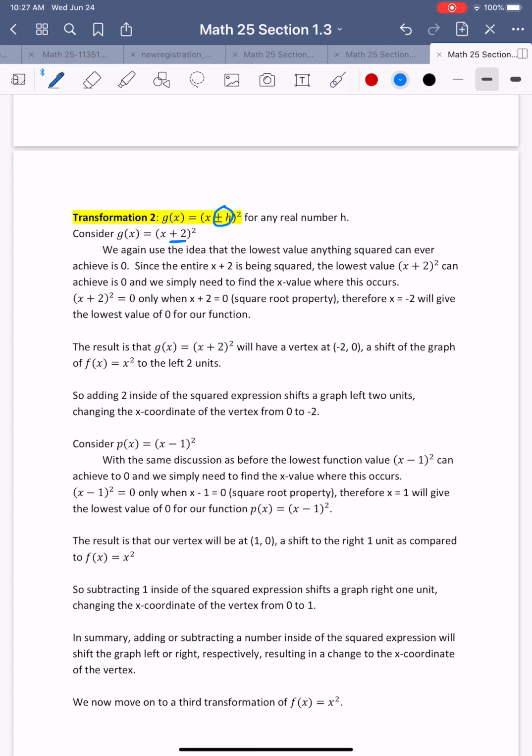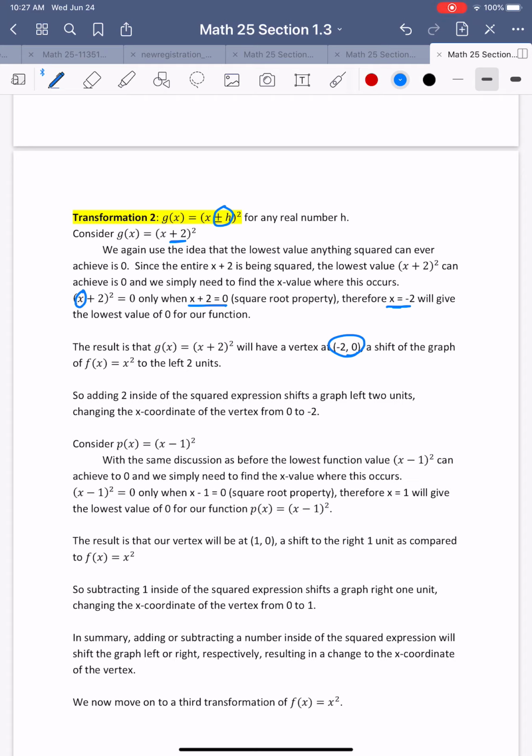So we again use the idea that the lowest value anything squared can ever achieve is 0. Since the entire x plus 2 being squared, the lowest value that can be achieved is 0. We simply need to find the x value where it occurs. So we set this equal to 0, and you'll see x must be negative 2. The result is that g of x equals x plus 2 squared will have a vertex where x now becomes negative 2.